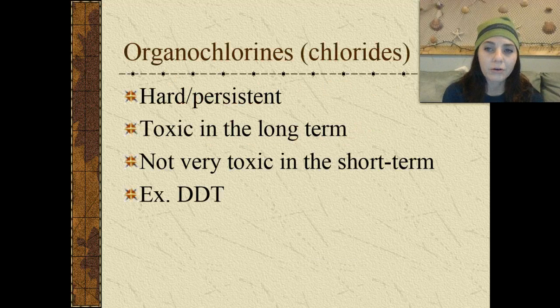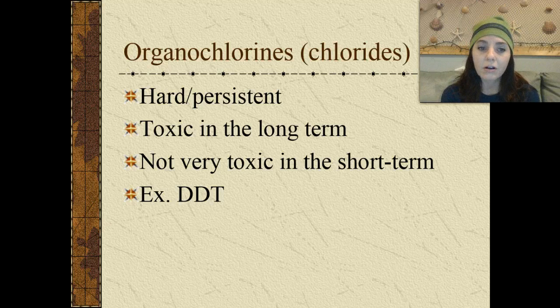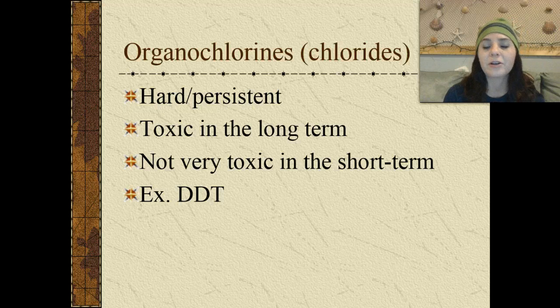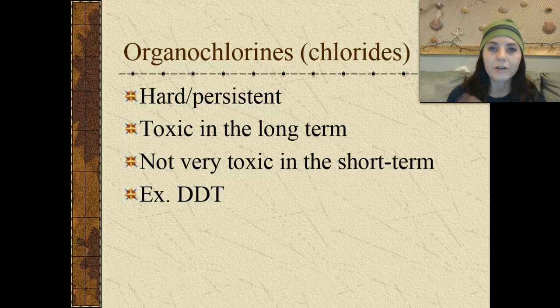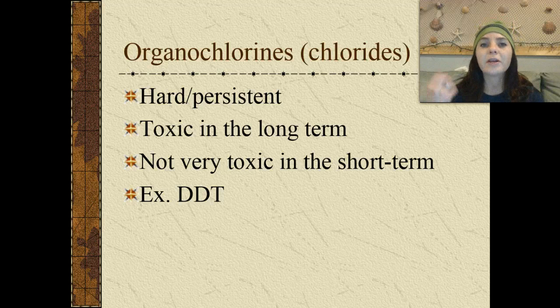We have organochlorines, or chlorides. These are hard persistent. They're toxic in the long term, but not very toxic in the short term. An example is DDT. Short term, DDT wasn't too harmful, but long term it bioaccumulated and caused all kinds of damage to a lot of different species. Most familiar would be, I believe, the California condor. DDT worked its way up the food chain and eventually started making the shells of the eggs a lot more brittle, so whenever the mother would go to sit on her egg, it would crack.